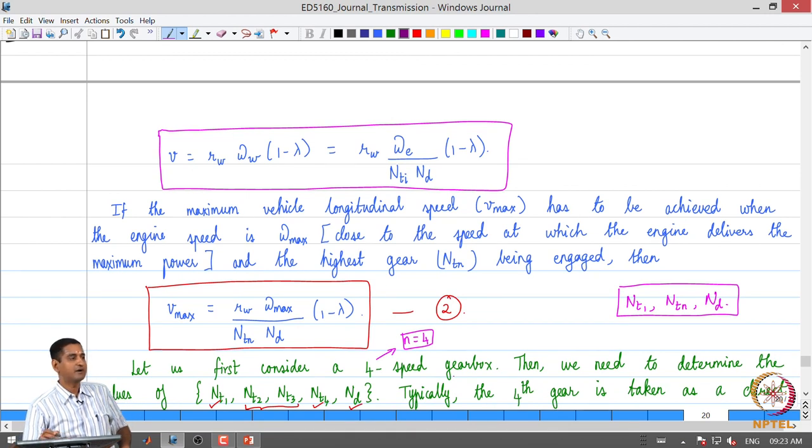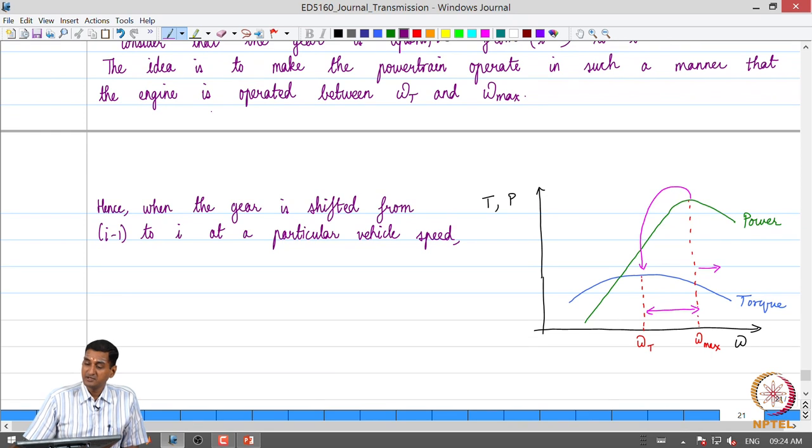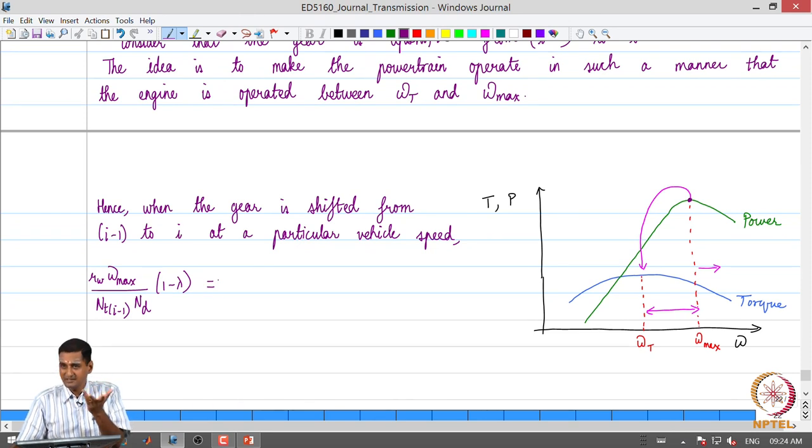Okay, once again we are going to come back to the equation relating the vehicle longitudinal speed and the engine rotational speed. The speed is going to be almost the same. Now what will be the vehicle speed when we are at this point in the I minus 1 gear? That's going to be equal to Rw omega max divided by Nt I minus 1, because we are in the I minus 1 gear, times Nd times 1 minus lambda, right? We are making an assumption that the slip ratio more or less remains constant, need not be, but to make a first cut calculation we assume that to be the case.